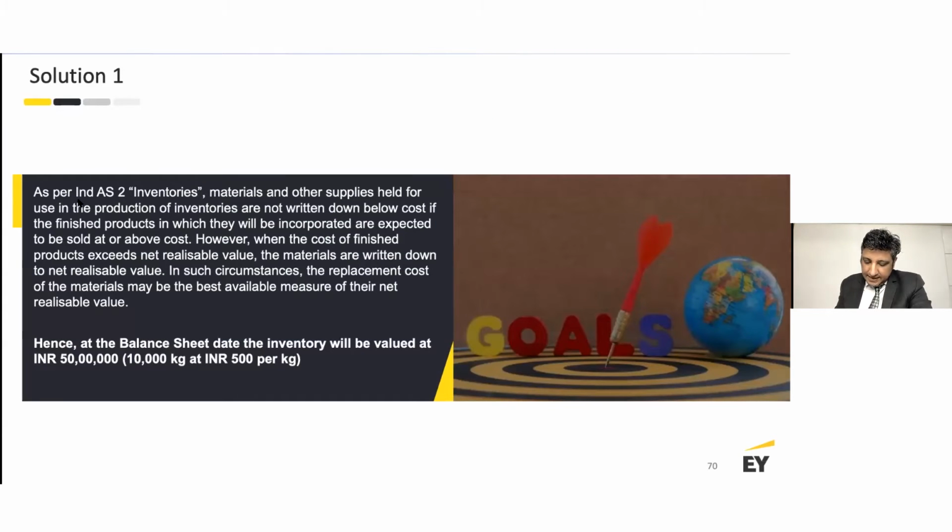It says that as per IND AS 2 inventories, material and other supplies held for use in production are not written down below cost if finished products are expected to be sold at or above cost, right? But in our case, it's provided that the cost of finished goods exceeds net realizable value. The materials are written down to the net realizable value. And in the given scenario, replacement cost may be the best available measure of the net realizable value. Accordingly, the raw material inventory will be valued at 50 lakh rupees.